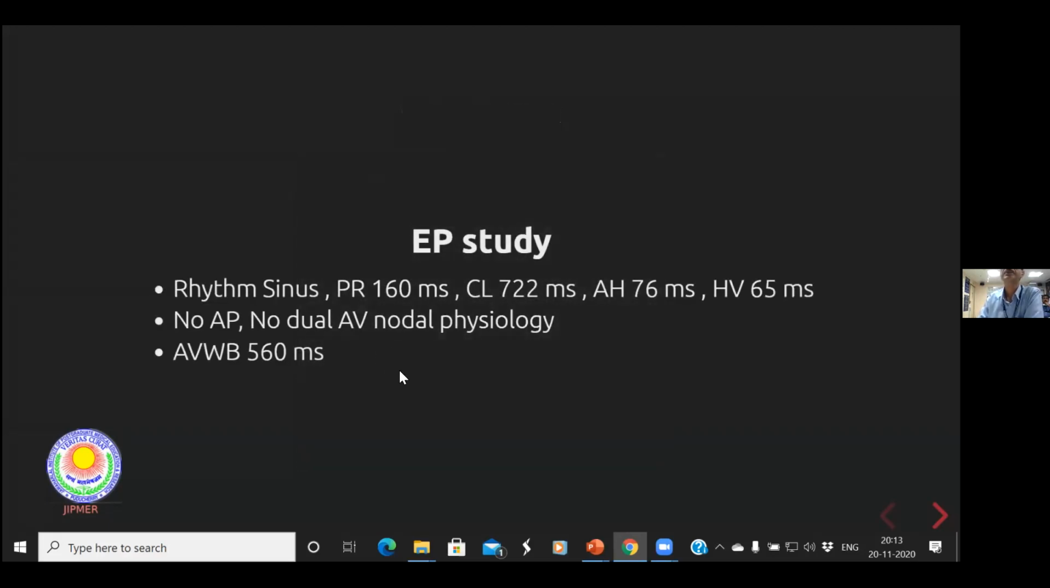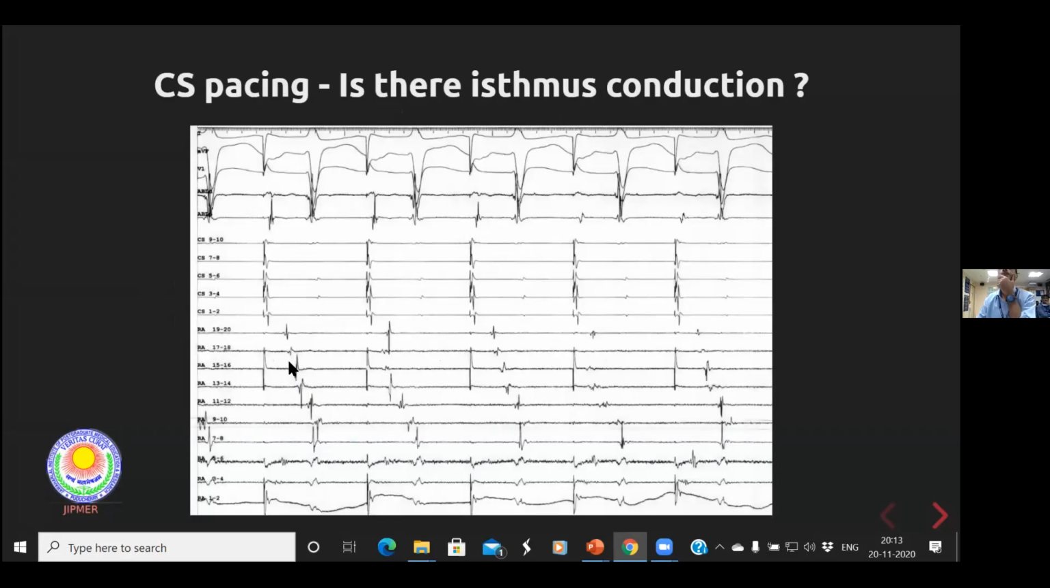So now in the EP study, nothing very remarkable. He has a little prolonged HV and a prolonged AV ventricular, which could be normal. With his age, it's not unexpected. And so the first point here is he is in sinus rhythm. And the first issue was to try and assess if he has isthmus conduction or not.